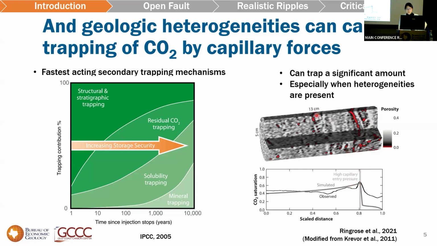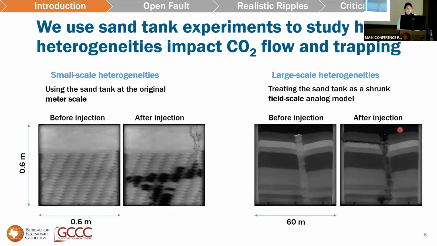And previous studies, or these core flooding studies, have shown that it can indeed trap a significant amount. So we're interested in using sand tank experiments to study exactly how all of these kinds of heterogeneities affect CO2 migration, and how much trapping we can get in different kinds of these heterogeneities. And the way we do that is by conducting two different kinds of sand tank experiments.